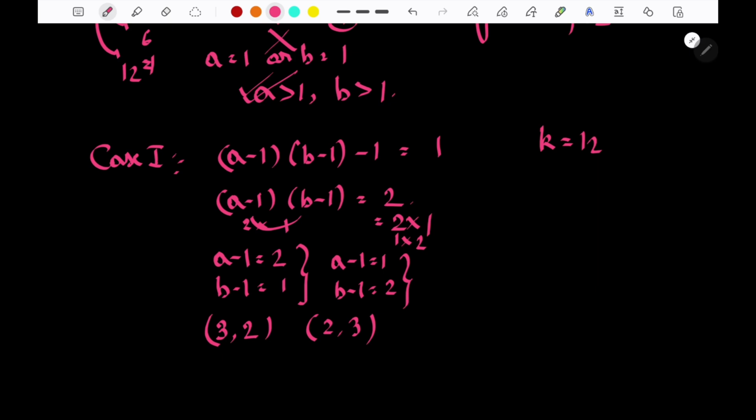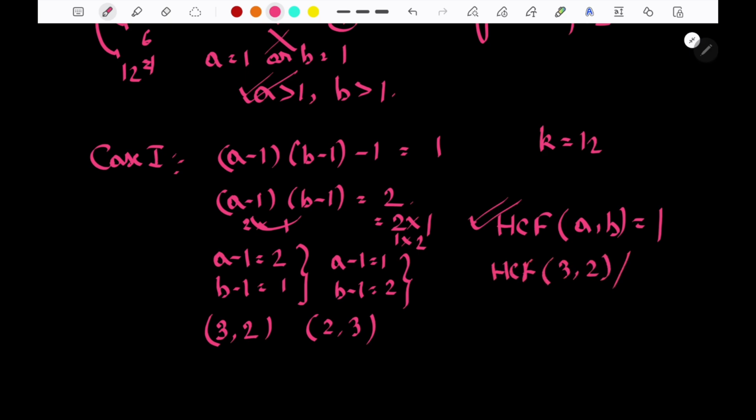But let's check. Now, these are the values of A comma B. What we considered earlier, HCF of A comma B must be equal to 1. Otherwise, that will not be a valid solution. So, 3 comma 2 has HCF 1 indeed. So, this is a valid solution. Valid solution. Okay, valid solution.